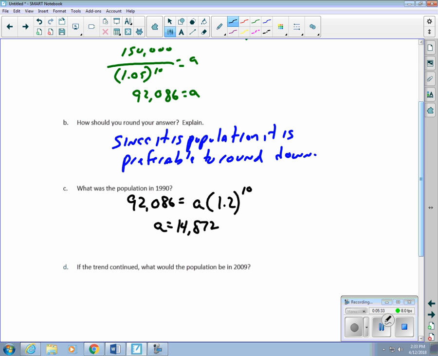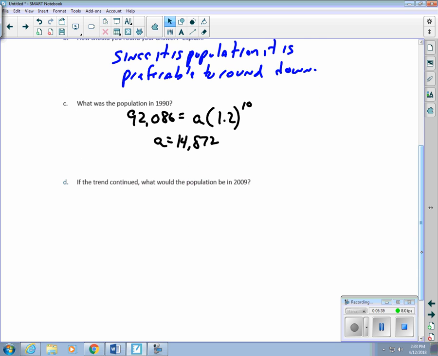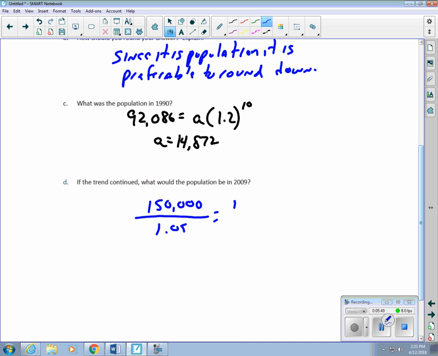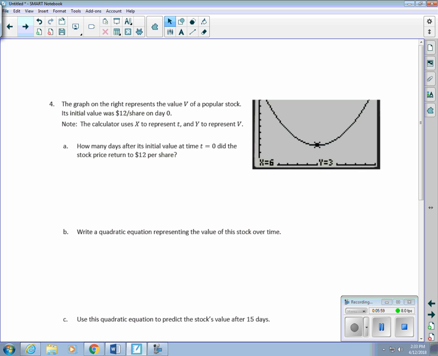And then what would the population be if the trend continued in 2009? Well, the simple thing to do is to take the 2010 population of 150,000 and divide it by 1.05 so that you'll get 142,857 people. That's just the easiest way to do this math-wise. All right, and then finally I have this graph. It's obviously a parabola.